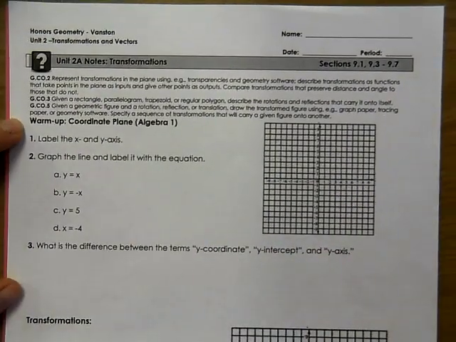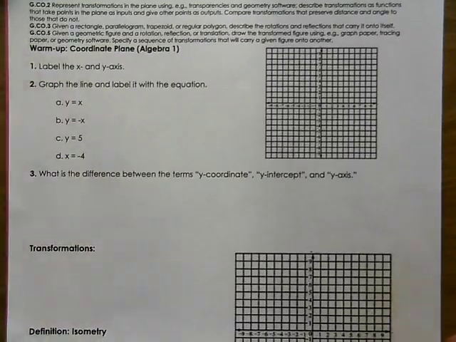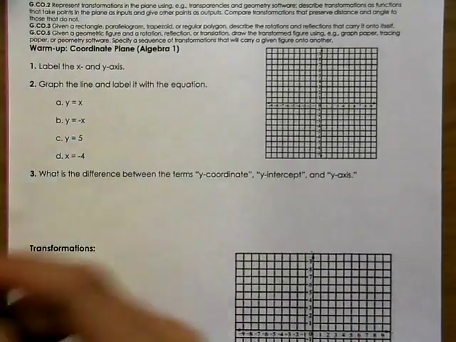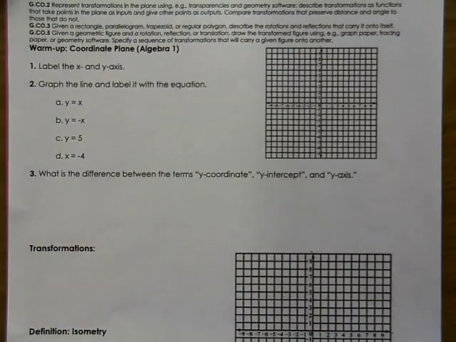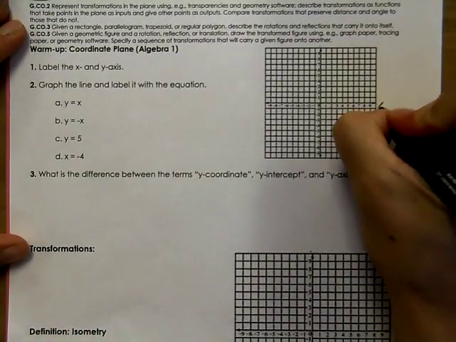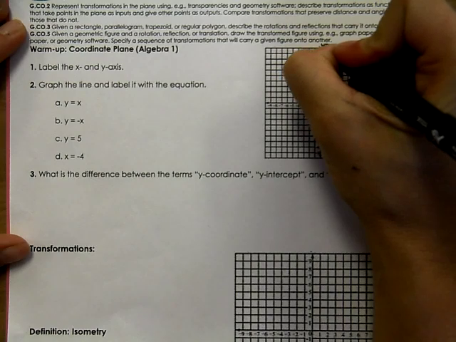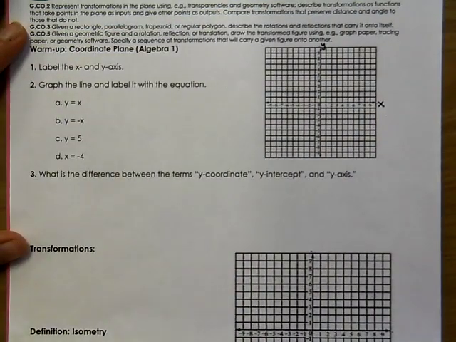So let's take a look at the warm-up. You should have completed this on your own. This is just a way to check your answers, or if you got stuck, a way to get help. I want you to label the x and y axis. I know the x-axis is my horizontal axis, so this would be my x-axis. My y-axis is my vertical axis, so we can label that there.